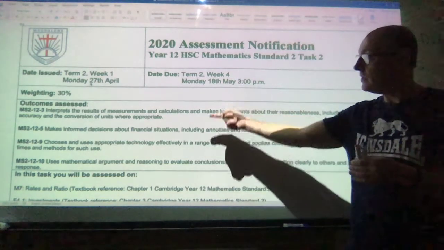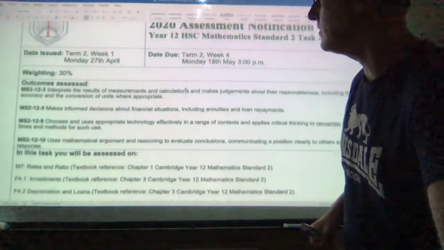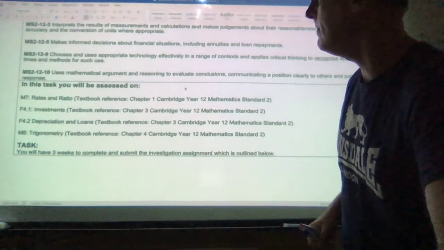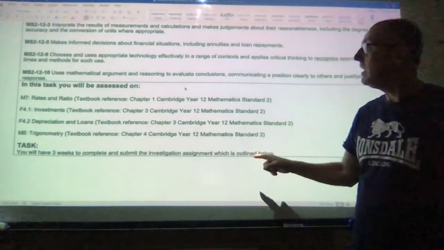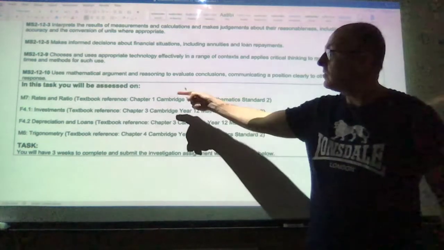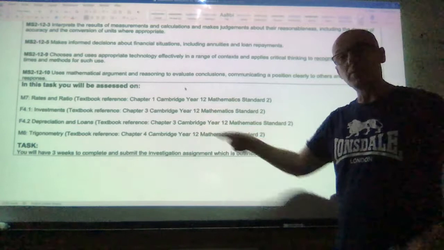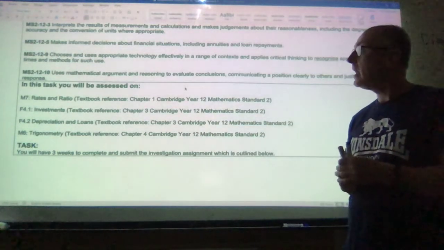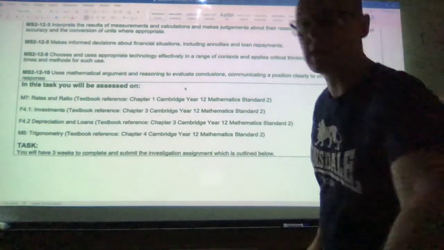Okay, so you can read through the outcomes there, but I'll just scroll down to the actual assessment task itself. So it says down the bottom here that you'll have 3 weeks to complete the assignment, and that you'll be doing rates and ratios, investments, depreciation and trigonometry within this assignment. I'll let you read through the rest of that in your own time, but I'll just scroll down to the actual assignment itself.